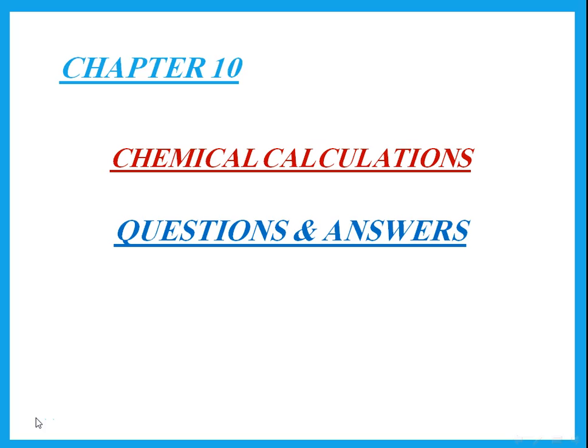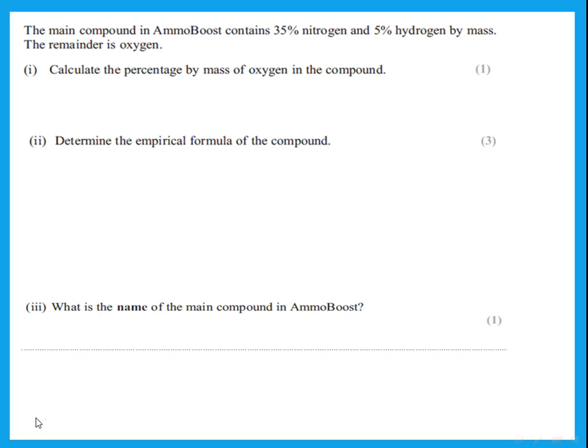Okay, so this is chapter 10, questions and answers on the chemical calculations. You should have tried all of the questions in your chapterized questions, and let's discuss the answers. So the first question that you had was the main compound contains 35% nitrogen and 5% hydrogen by mass.